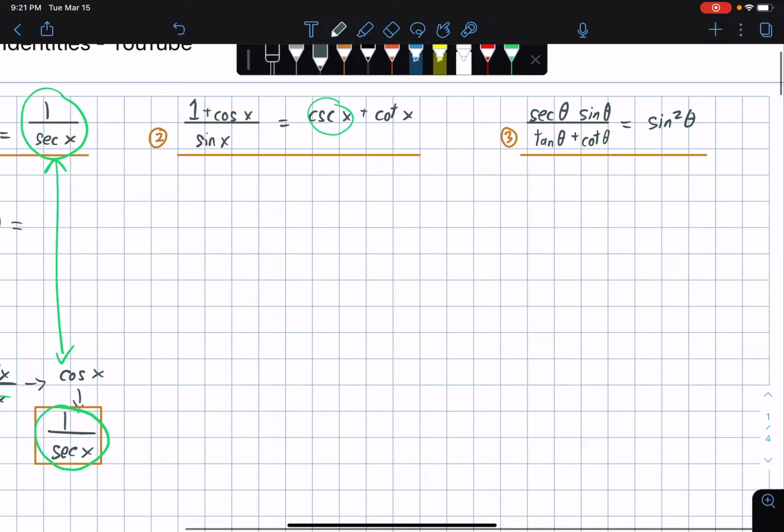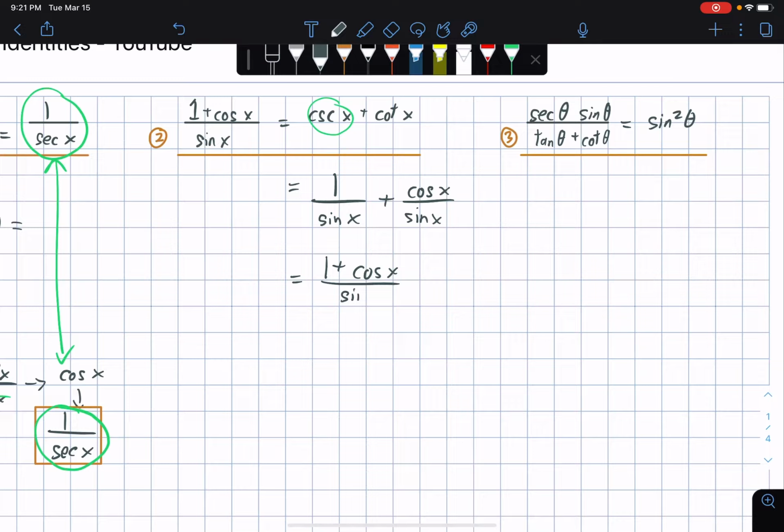Let's move to number 2. Let's try choosing the right side. We'll simplify the right side and see if it could reach this kind of expression exactly in this pattern, in this formation. So for cosecant, that could be translated as 1 over sine x plus cos x over sine x. So now it's basically 1 plus cos x over sine x.